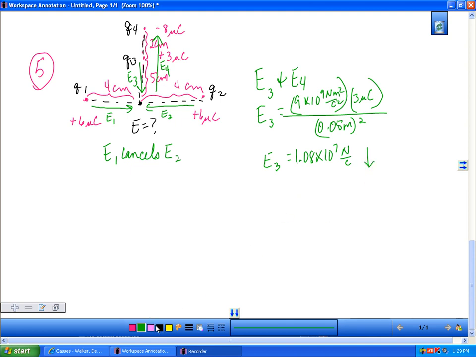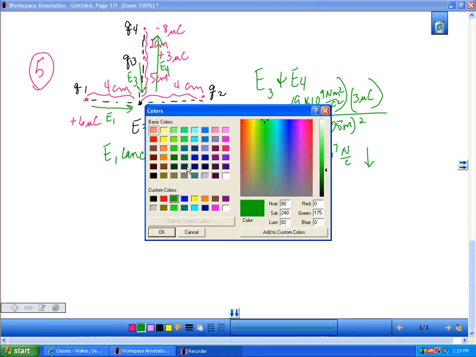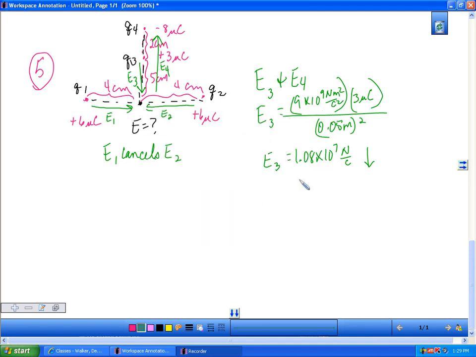Then I did the same thing with E4. So I said, well, E4 is going to be 9 times 10 to the 9th Newton meter squared over Coulomb squared times 8 microcoulombs all over 0.07 meters squared.